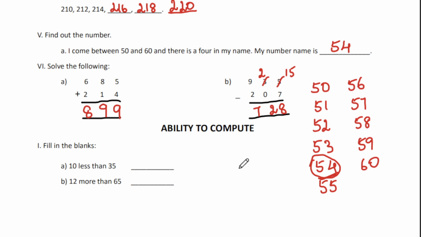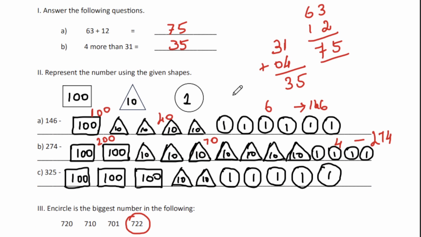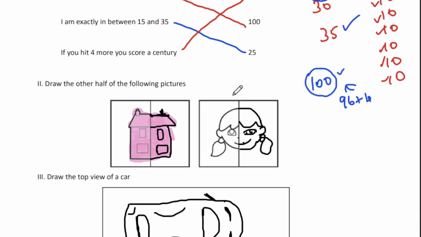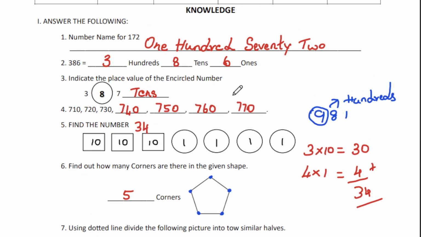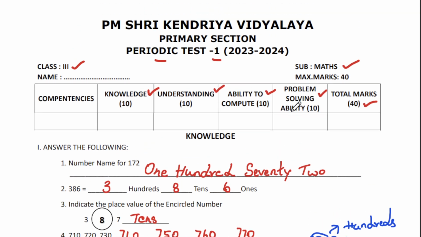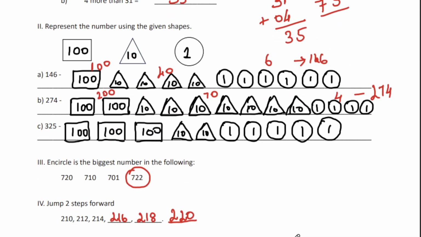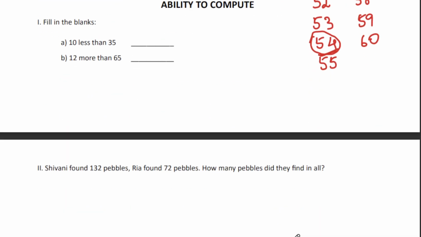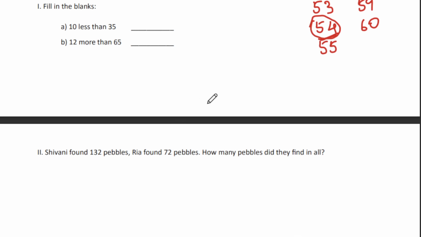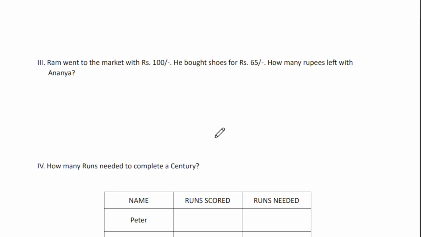So next, ability to compute. So now we have completed understanding. So next comes problem solving, students. This is a printing mistake over here. So this is problem solving, not ability to compute. So this one is problem solving. Okay.